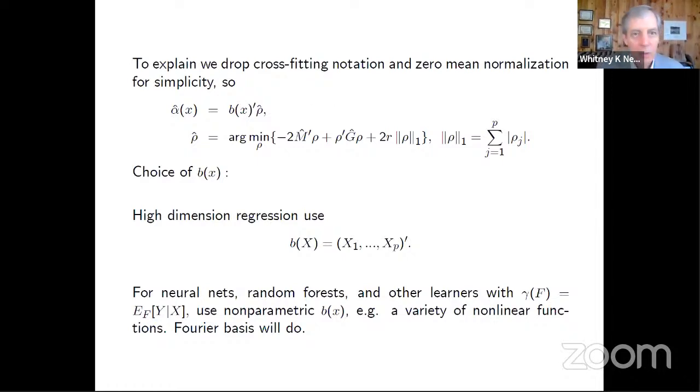Let's see, how am I doing on time? I'm doing okay. So let's explain a little bit more about what this thing is doing. To do that, we're going to drop the cross-fitting notation and just look at alpha hat as a linear combination of these basis functions. Again, this is what rho hat solves, and I'm going to ignore the constant term here. So you solve this thing. We talked about this a little already. It depends on the choice of basis. You're golden for a high dimension regression, Lasso or boosting or something else, where you just have a linear combination of regressors. You just use the same regressors you use to estimate gamma. Those are your B's, so that's easy.